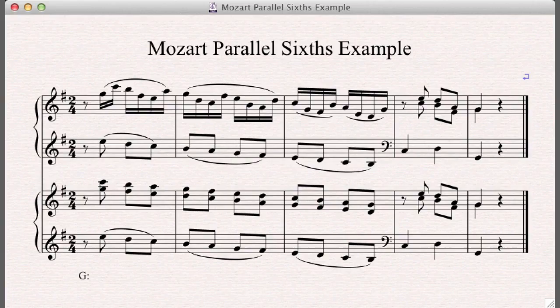One more example from Mozart, this time to give us a demonstration of how to use parallel sixth chords. Let me first play this. I've already done the textural reduction. The actual thing that Mozart wrote is up here.